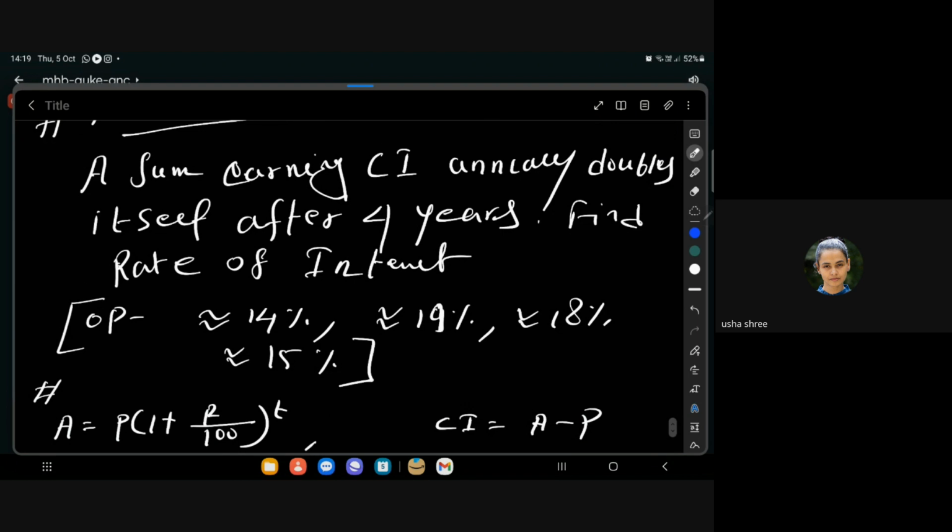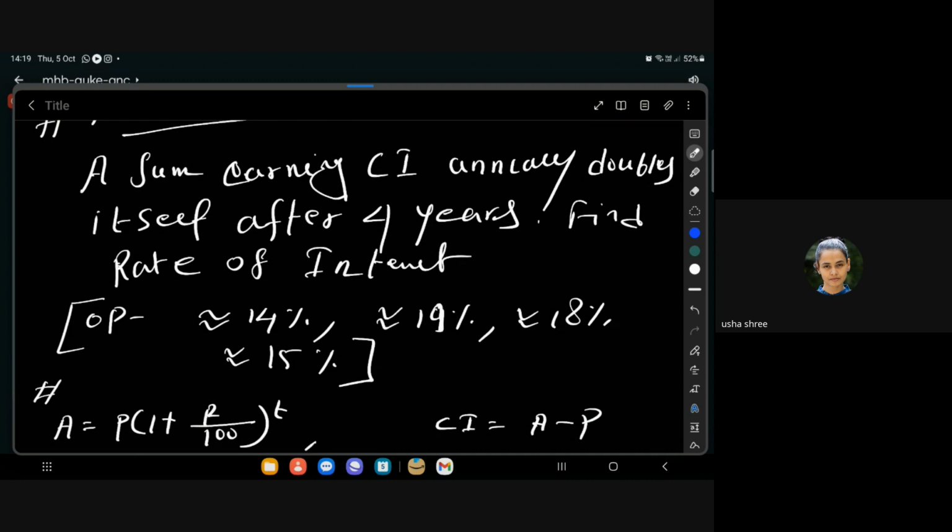See, a sum earning compound interest gets doubled. So you can assume P also, assume 1 also. Anything you can assume. The principal amount, you can assume as 1, or as P, X, Y, Z, anything. A sum earning compound interest annually doubles itself after 4 years. So the time they have given, and indirectly they have given you the interest also. Principal, interest, and amount, everything they have given in the first line.